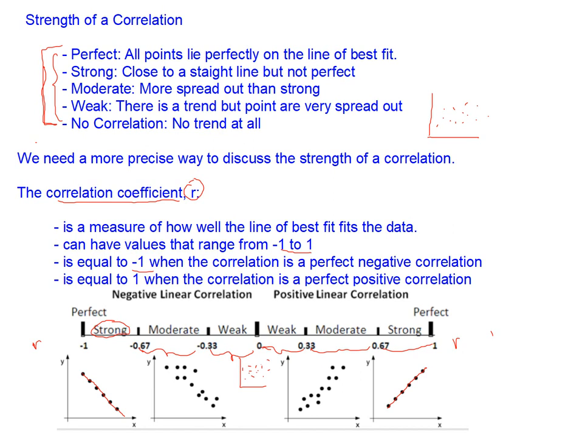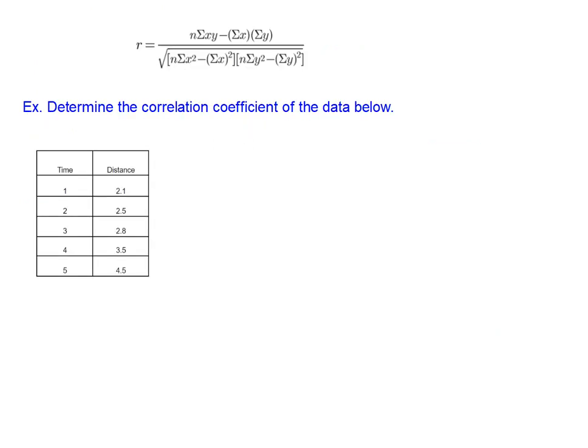We should talk now a little bit about how we calculate the correlation coefficient. And we use this equation right here. It looks kind of long and tedious. We'll just break it down into little bits and steps, and we'll use an example to show that. So in this example, we're asked to determine the correlation coefficient of this data. In this equation, I should mention that n is the number of data points.